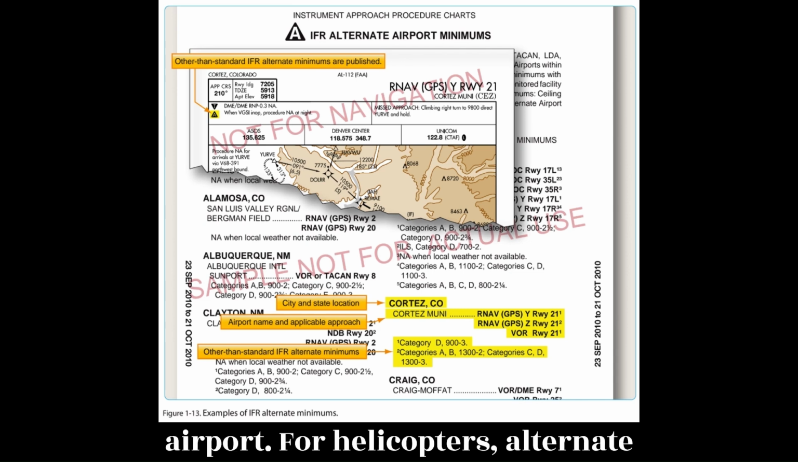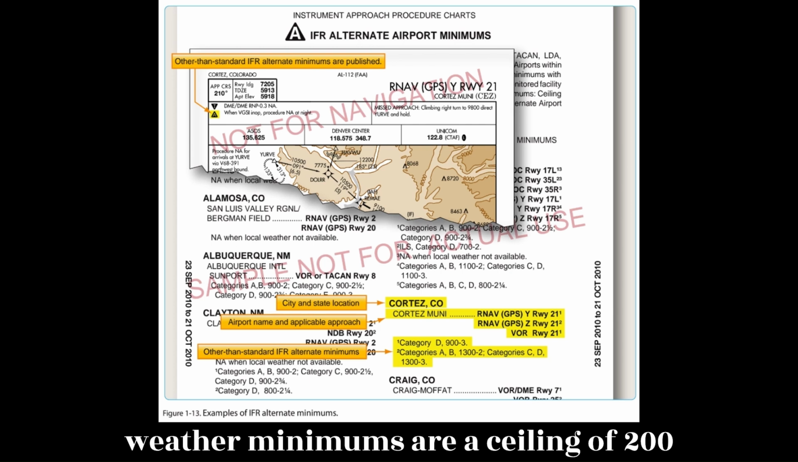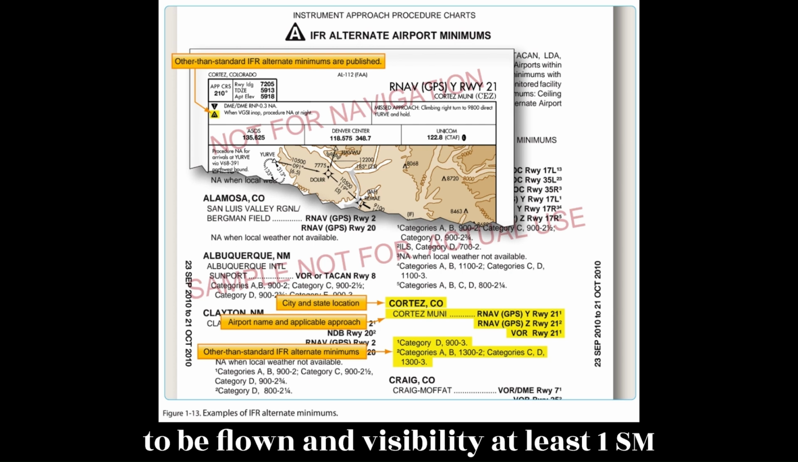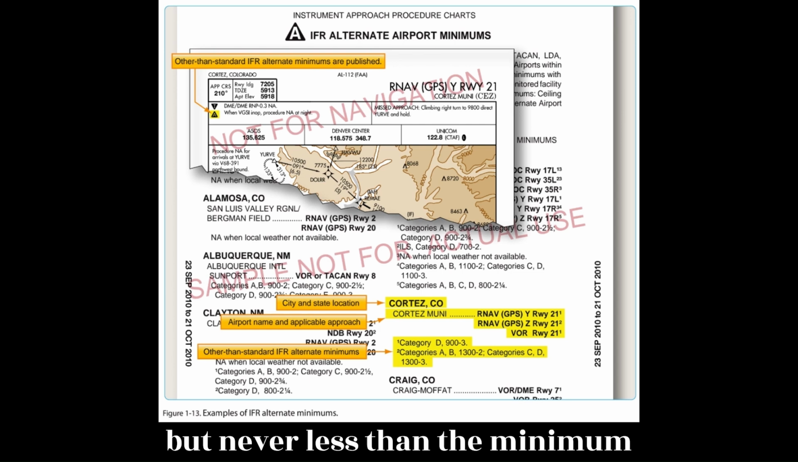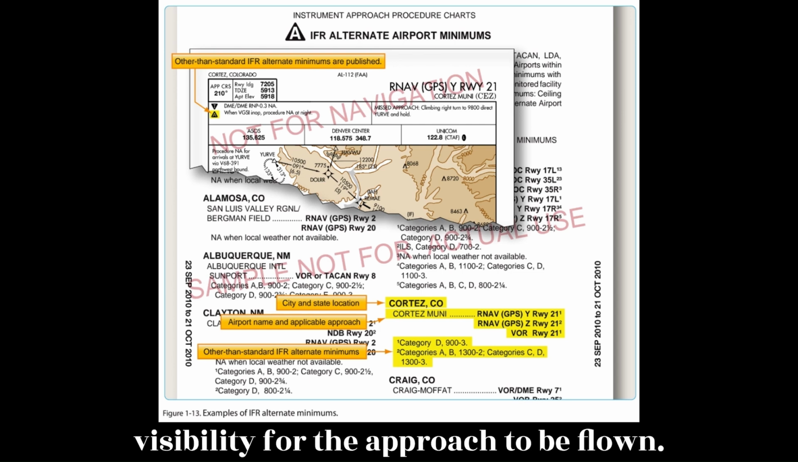For helicopters, alternate weather minimums are a ceiling of 200 feet above the minimum for the approach to be flown, and visibility at least 1 sm but never less than the minimum visibility for the approach to be flown.